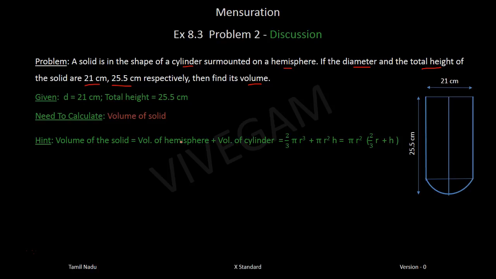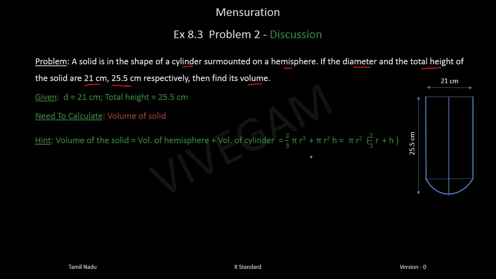Volume of the solid is volume of the hemisphere plus volume of the cylinder. The cylinder and the hemisphere both have the same radius. That's very important to note. So the volume of the hemisphere is 2 by 3 pi r cubed. Volume of the cylinder is pi r squared h. And you can take pi r squared commonly out. That becomes 2/3 r plus h.